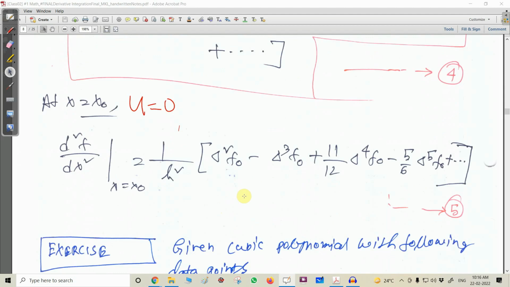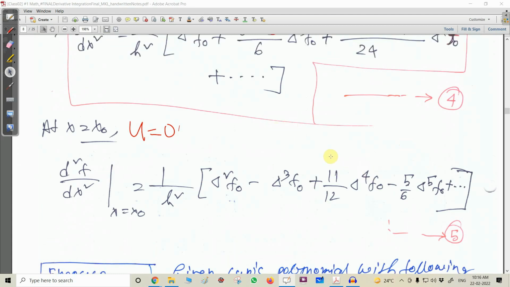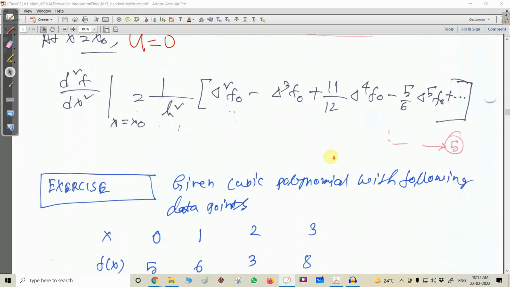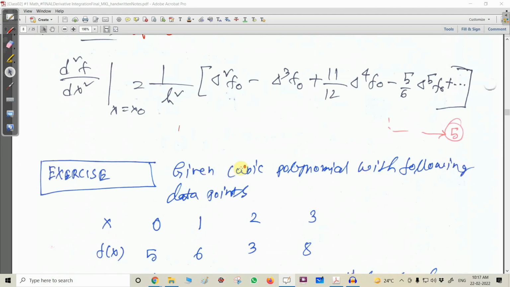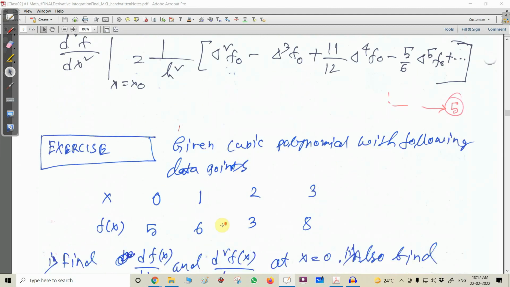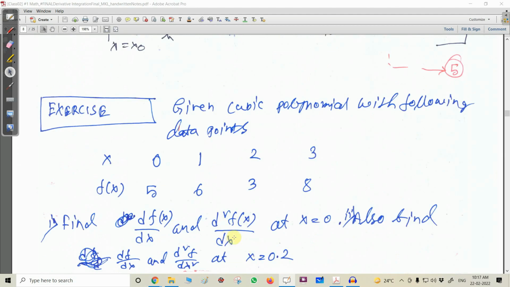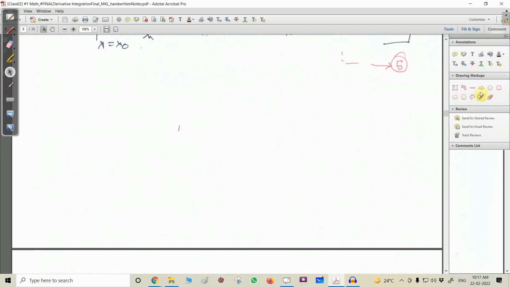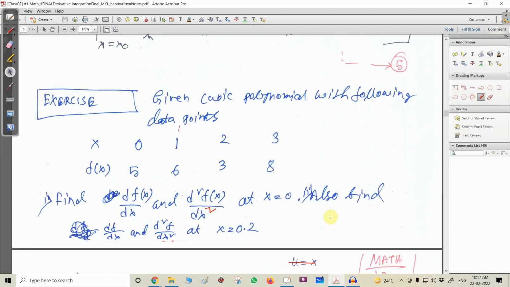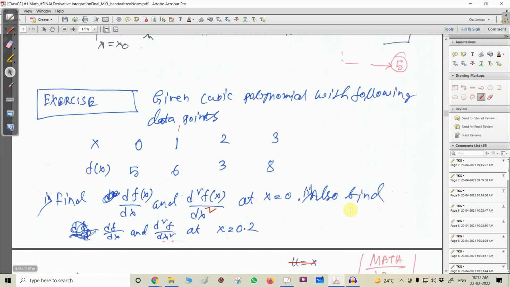Okay, now we'll do a very simple problem. Given a cubic polynomial with the following data points. Are you done with this writing up to equation 5, Priyasmita? Okay. Now you have to solve one problem: given a cubic polynomial with the following data points, find df dx and d2f dx2. And similarly also find df dx and d2f dx2 at x equals 0.2.